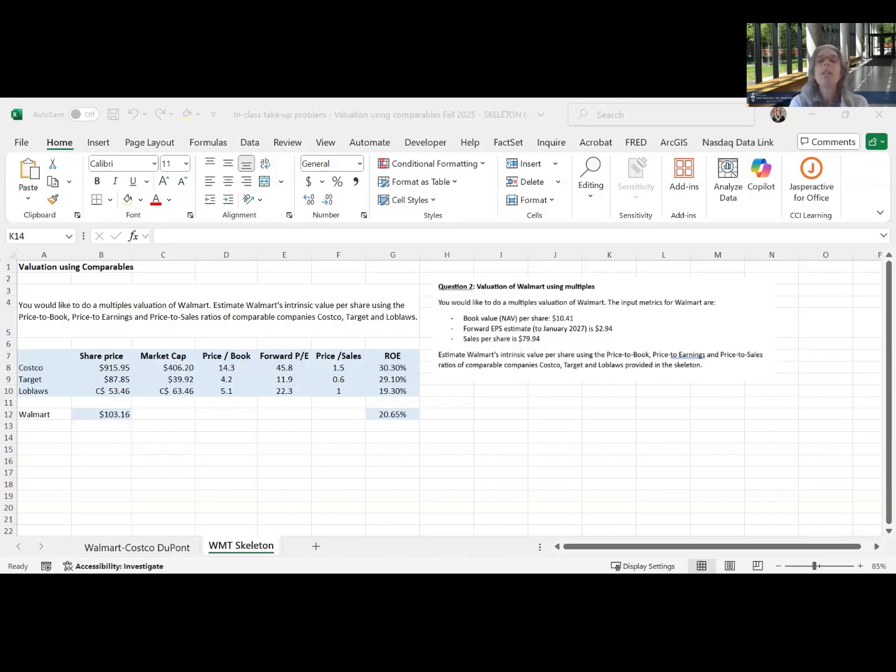Okay, so we're going to value Walmart using the method of multiples, and for your assignment, you're going to do this as well.